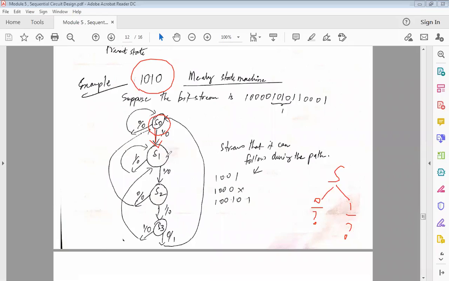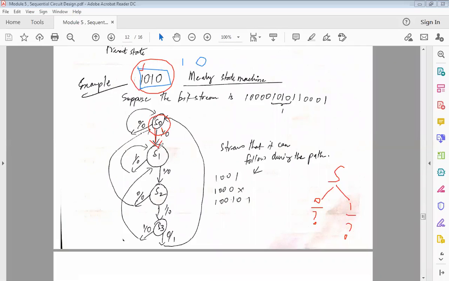So S0 will go to S1 only if the value is 1, and we have not found the full sequence. If we have found the full sequence, 1 0 1 0, then only my output is going to turn 1. Until I get the full sequence, my output will always be 0. Keep this in mind. So it's moving from S0 to S1 when the input is 1. So we are done with this.